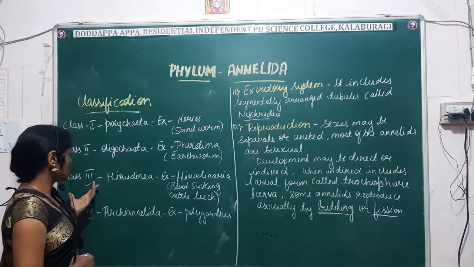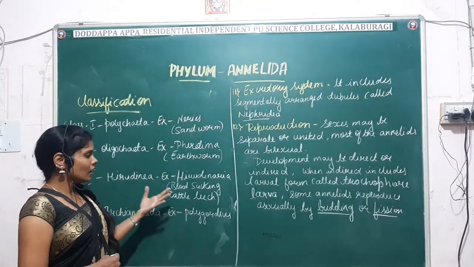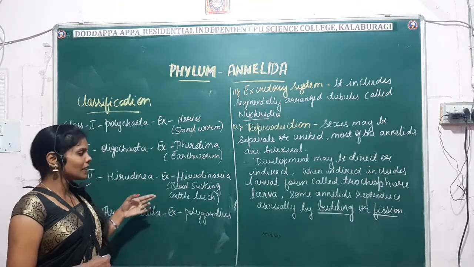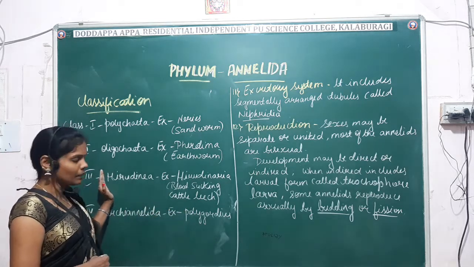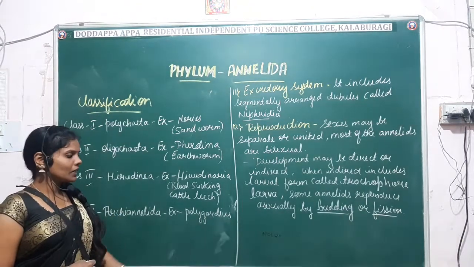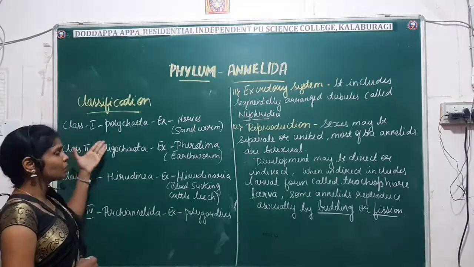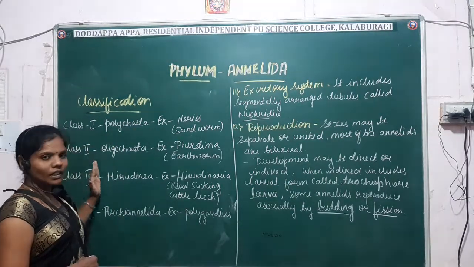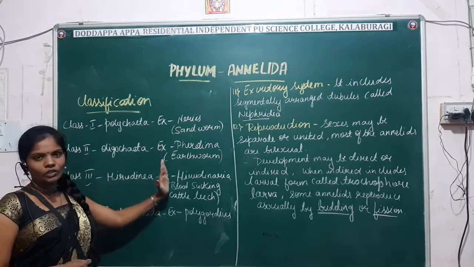Next, third comes the Hirudinea. The example is Hirudinaria, commonly known as blood-sucking cattle leech. Leech is an example for the class Hirudinea. Next, fourth is the Archiannelida, the example is Polygordius. So these are the four classes: Polychaeta, Oligochaeta, Hirudinea and Archiannelida. The examples you have to keep in mind.